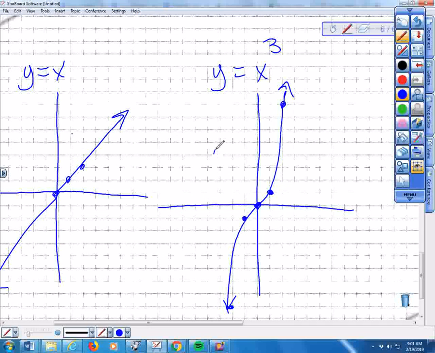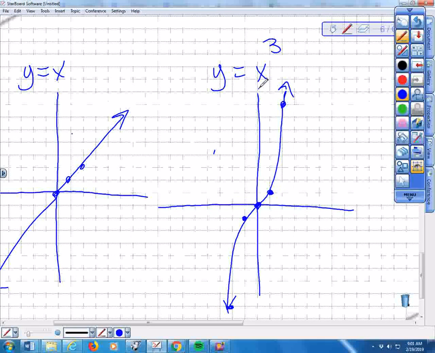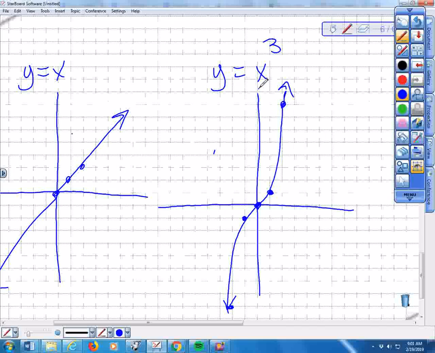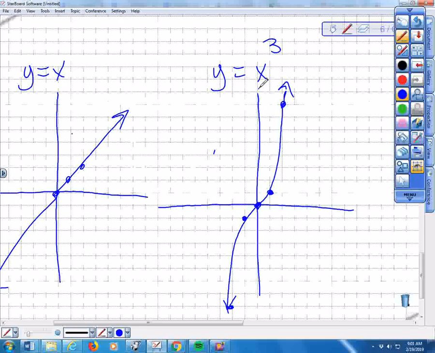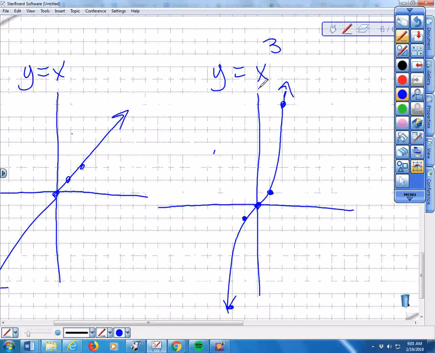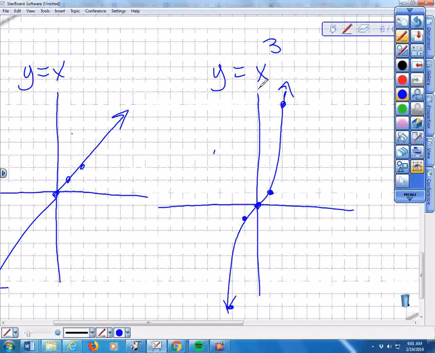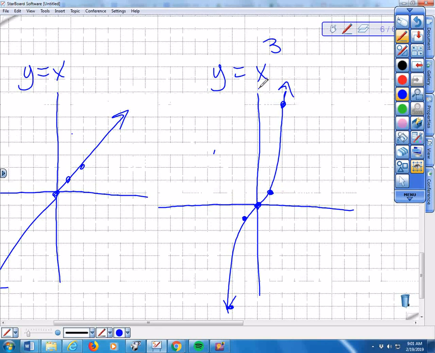How many solutions are there to y equals x cubed? How many zeros should there be? What's the degree? 3. So there should be 3 zeros. How many are there? 1. So that tells us there are 2 imaginary zeros. Notice that y equals x goes straight through. If there's 2 imaginary, there's kind of a kink in the graph.